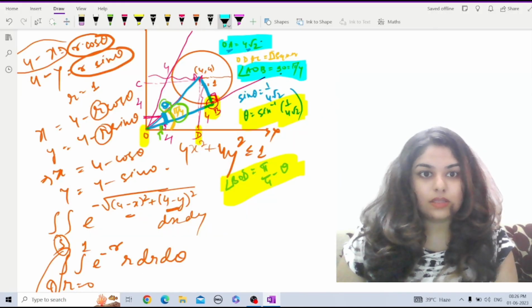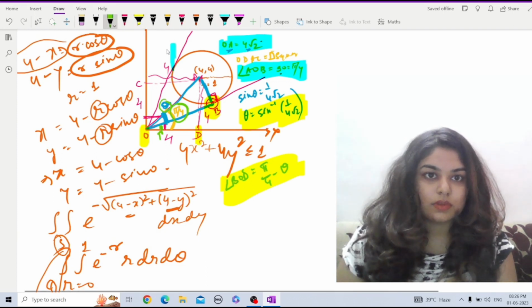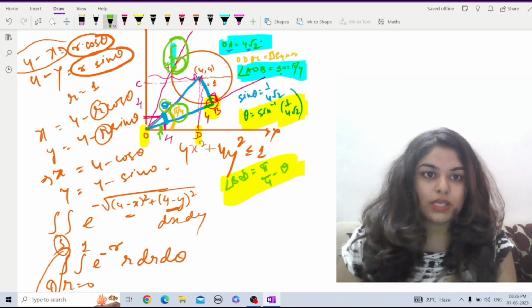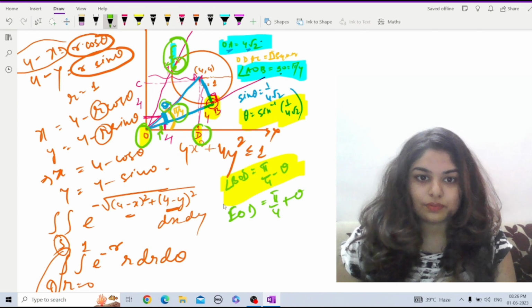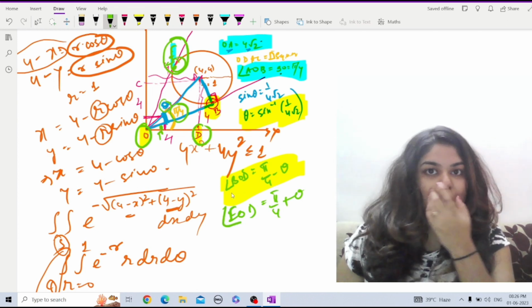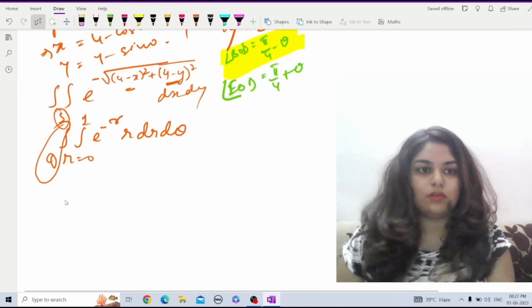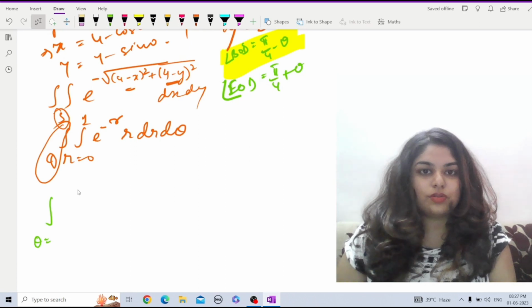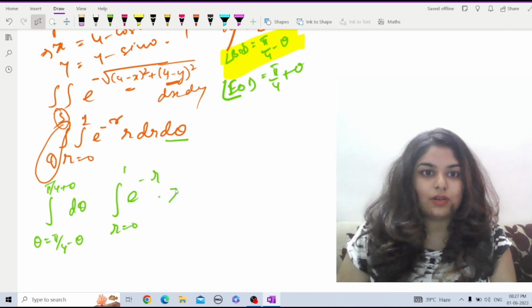Similarly for this whole angle, let us say this point is E. So EOD will be pi by 4 plus theta. That means the range within which we have to integrate theta is pi by 4 minus theta to pi by 4 plus theta. Let us write it down: theta goes from pi by 4 minus theta to pi by 4 plus theta, d theta, and r goes from 0 to 1, e to the power minus r times r dr.